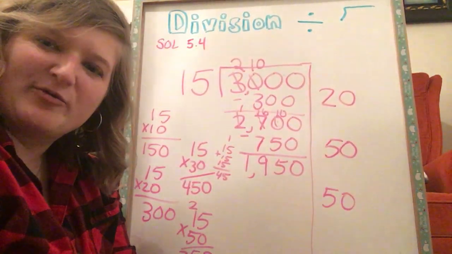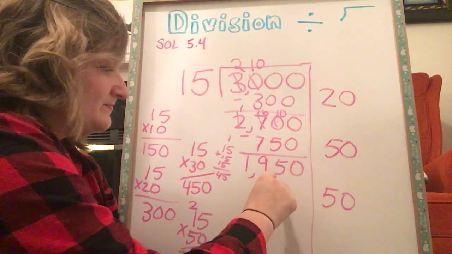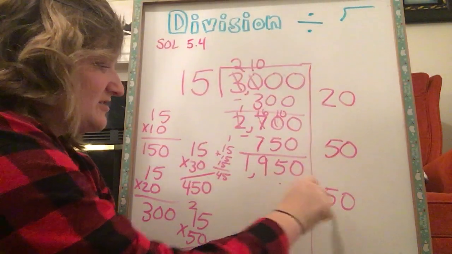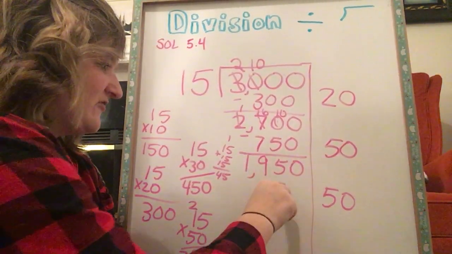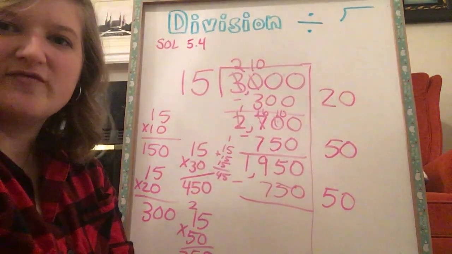This way seems to be taking a while. I wonder if there's a faster way. So let's go ahead and take away another 50. It's another 750. And if you're paying attention to these numbers, you could solve this pretty quickly.